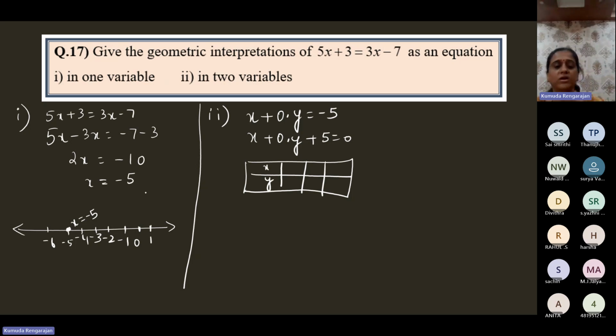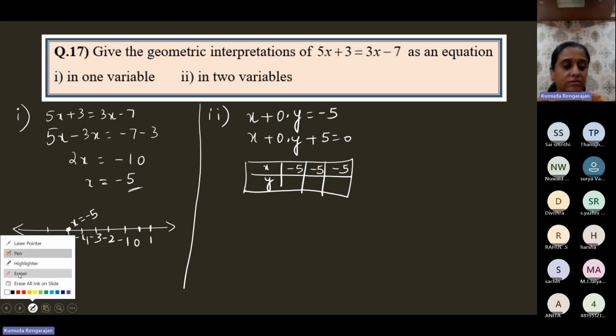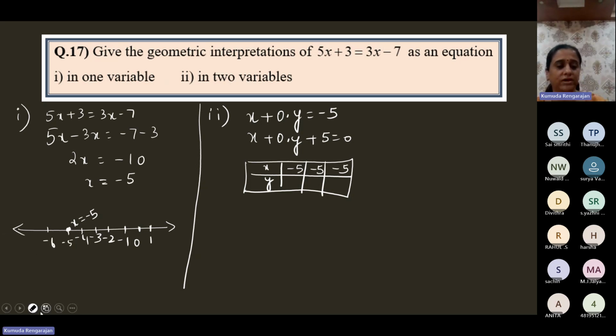Okay, so what is it? x is equal to minus 5, right? When you solve this also, you'll get the same thing. 0y has no value, so 0y is 0. So just ignore that. So you have x plus 0y is equal to minus 5, or x is equal to minus 5. See, we have it here already. So x is equal to minus 5 for any value of y. You can take any value like minus 3, 0, and 2.